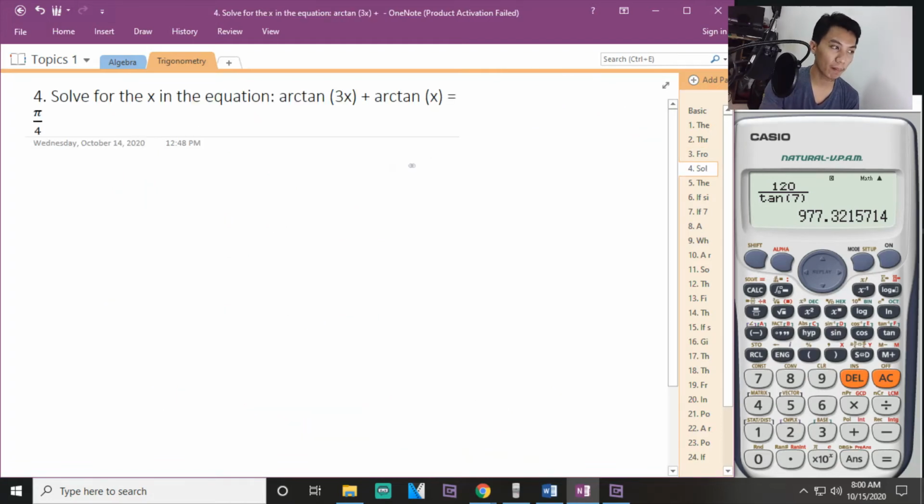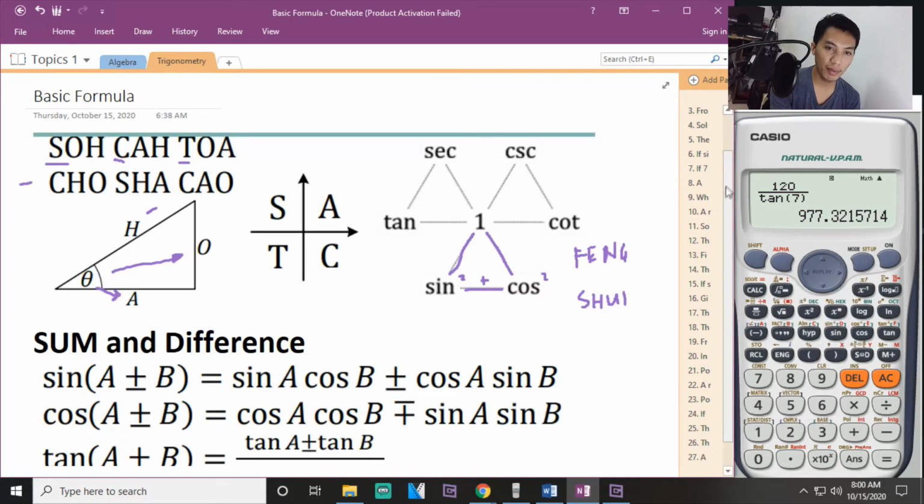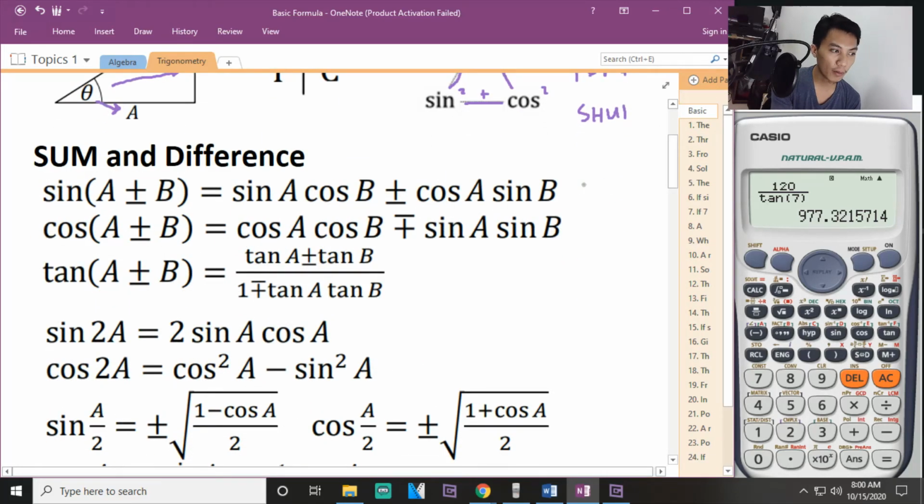Problem number 4. Solve for the equation arc tangent x plus arc tangent equal to 5. Okay. So tandaan natin to, balik tayo dito sa basic formula. We have sum and difference formula for your identities. Ngayon, kapag sin A plus sin B or sin A minus sin B, yan. Sin, cos, cosine. Sin, cos, cosine.